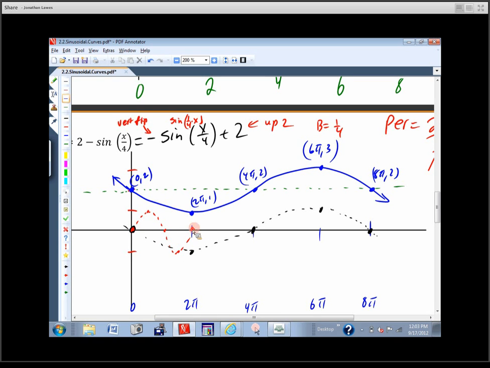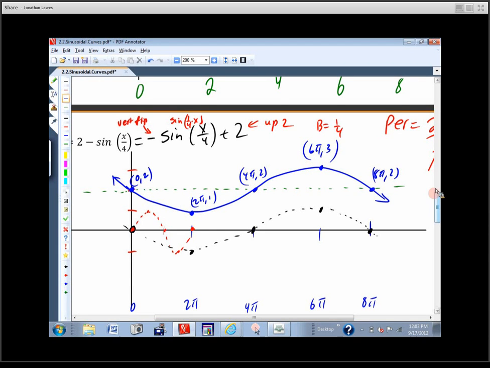Okay, now, look at the original one, and look at what we ended up with. Does it look like, first of all, vertically flipped? Instead of starting and going up, it starts and goes down. Does it look like it's been horizontally stretched, slowed down by a factor of 4? It takes 4 times as long to make the same shape. And did we slide it up 2 units? We did. Okay? All right. Are there any questions?